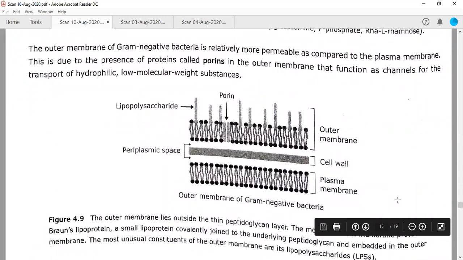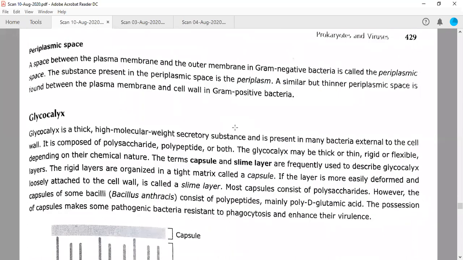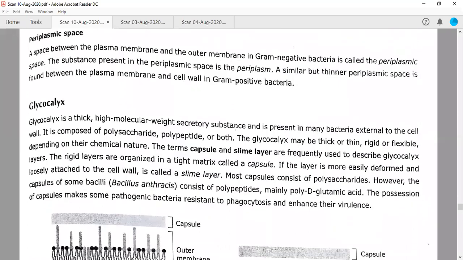This we have already discussed: as these have pore-like structures, they will allow low molecular weight substances to pass across the outer membrane. Therefore, it allows hydrophilic molecules, so it will be more porous in nature. Okay, so the next question is, what is periplasmic space?